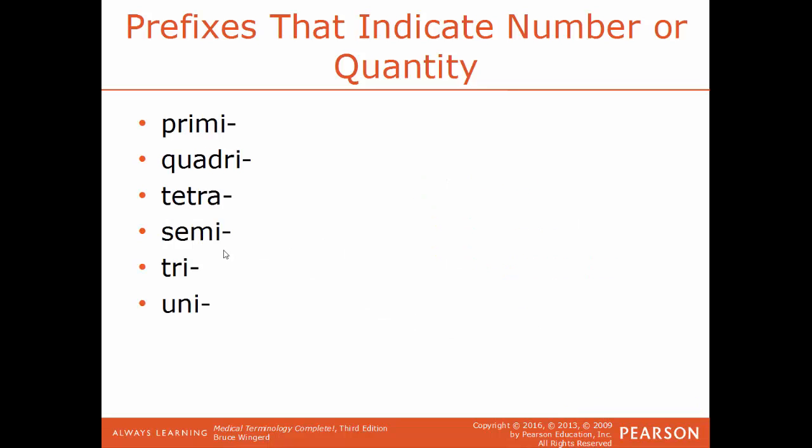Alright, some other prefixes that indicate quantity or number. Primi means 1. Think of primary. Primary means the first. Quadri means 4. A quadriplegic is someone who has paralysis in 4 limbs. So quad means 4. Tetra also means 4. Semi means half. A semicircle is a half of a circle. Tri means 3. Think of a tricycle has 3 wheels. And uni means one. So a unicycle would have one wheel.